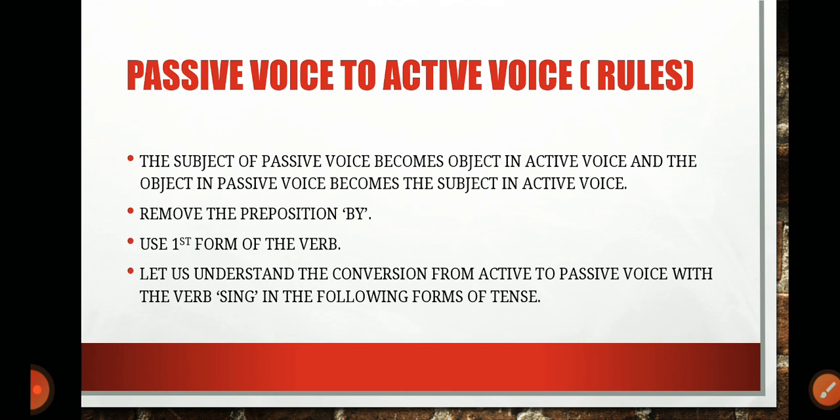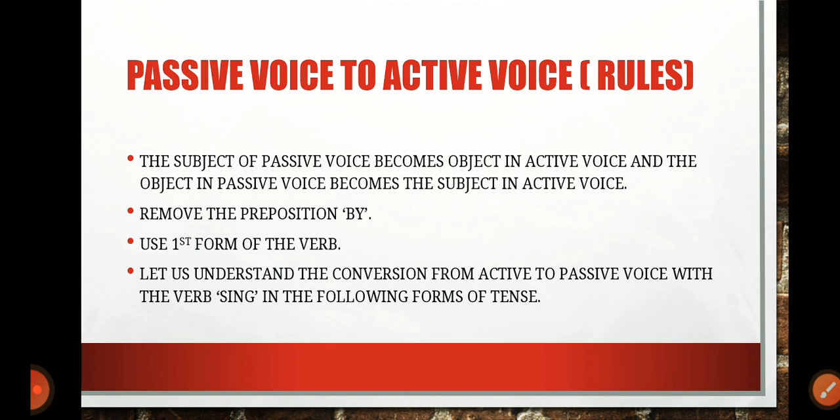As you know, children, whenever we are converting an active voice to a passive voice, we are using the third verb form. But now we are converting the passive voice to an active voice. So we will remove the preposition "by" first, then after that we will use the first form of the verb. Means the third form of the verb will be converted into the first form of the verb here.